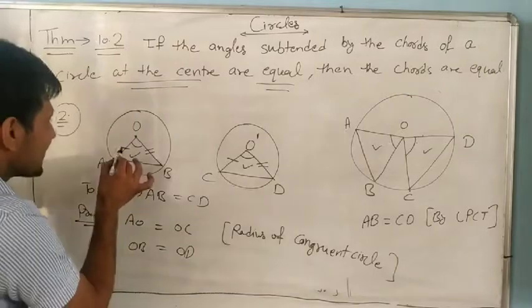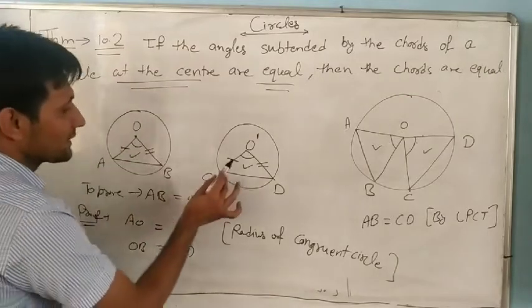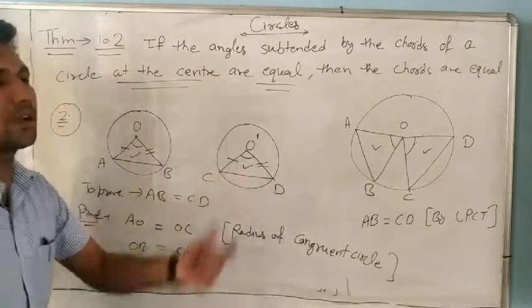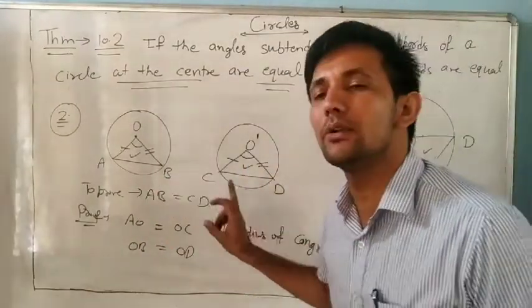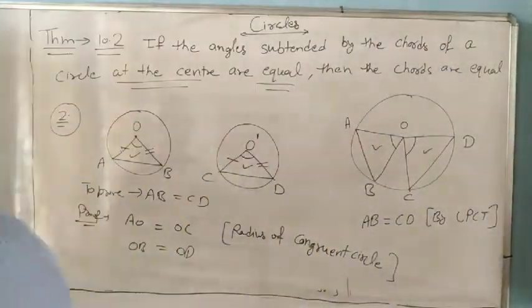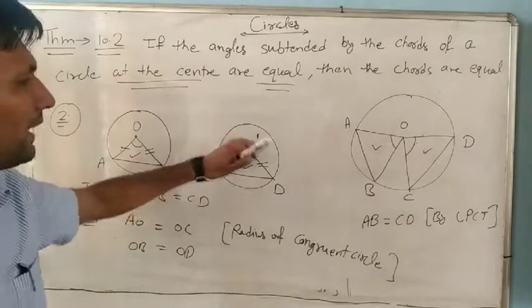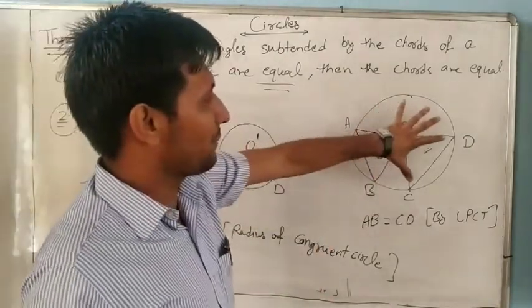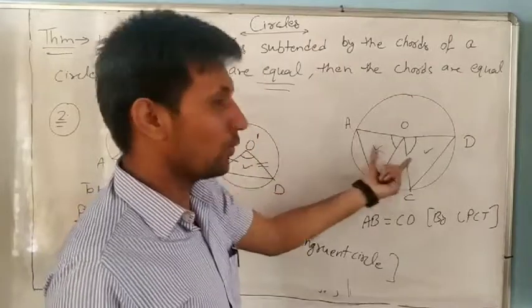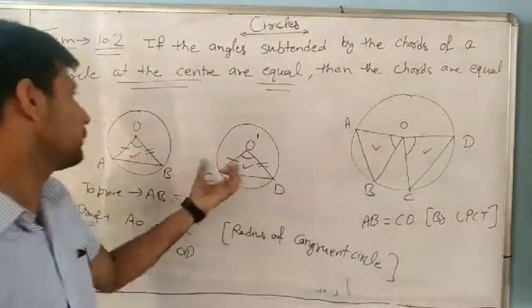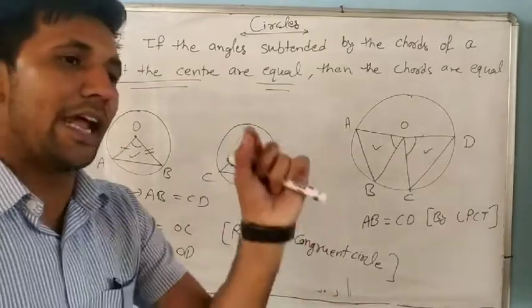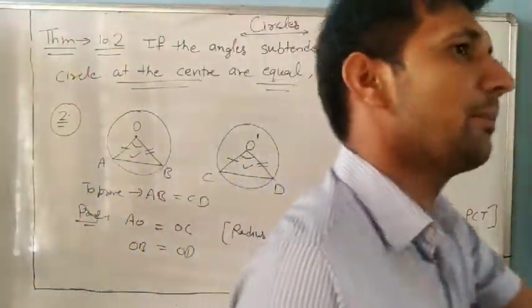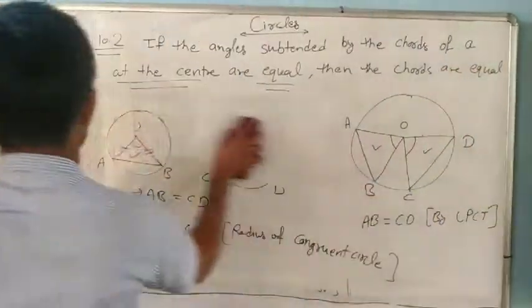So it means side angle side. Both of the triangles are congruent. If triangles are congruent, corresponding parts are equal. Therefore, AB equal to CD. So you have to remember this. Only in theorem 10.2 we make only one figure, but in question number 2 we make a separate figure, because here it is the same as the 10.1 theorem and question number 1.